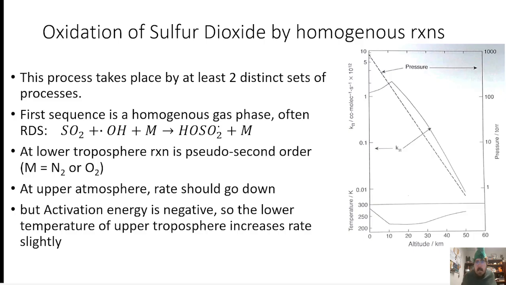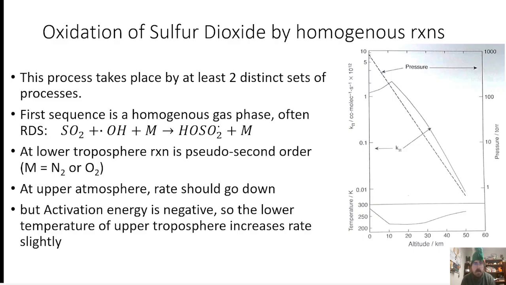Are reactions that take place in solution. Heterogeneous reactions that we'll talk about are ones that take place on the surface of a solid aerosol. So it all depends on how the sulfur dioxide is reacting with the atmosphere. So homogeneous reactions can take place as a gas or in a solution. But this process takes place by at least two distinct sets of processes.